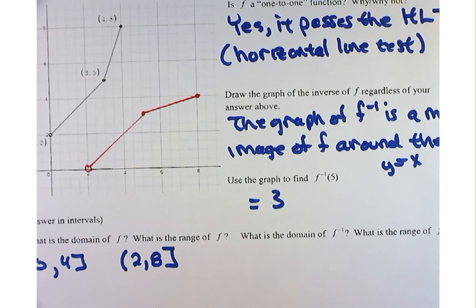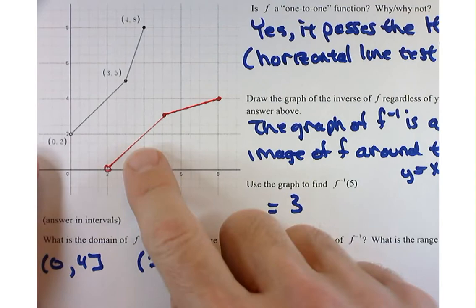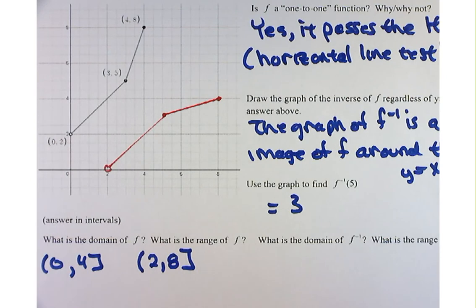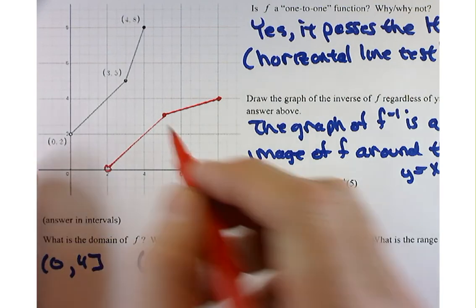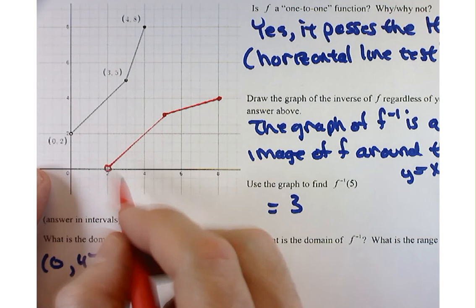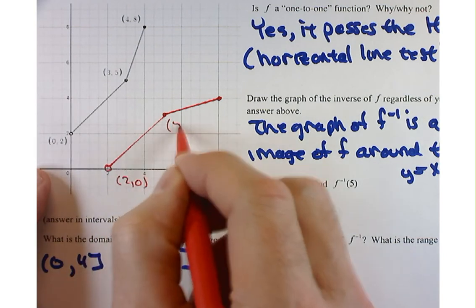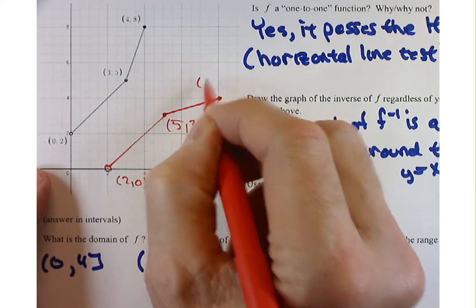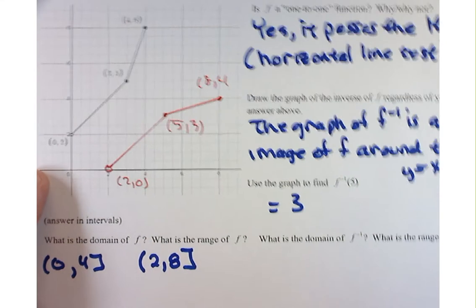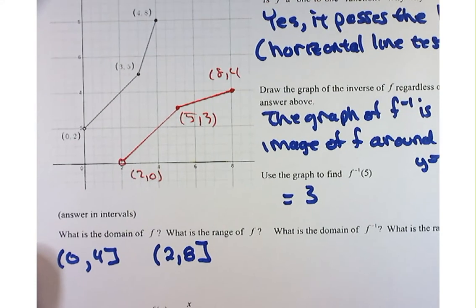The graph of the inverse. Personally, the way I get the graph of the inverse is I start by interchanging some coordinates. So instead of 0, 2, I've got 2 and 0. Instead of 3 and 5, I've got 5 and 3, and then likewise 8 and 4. That also helps me out when I'm chasing after the domain.